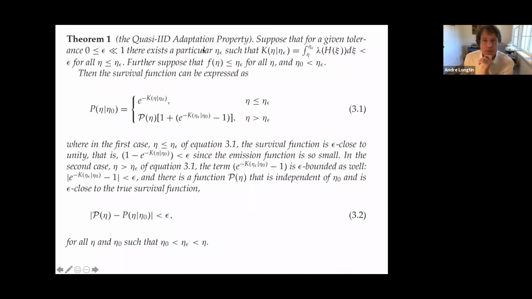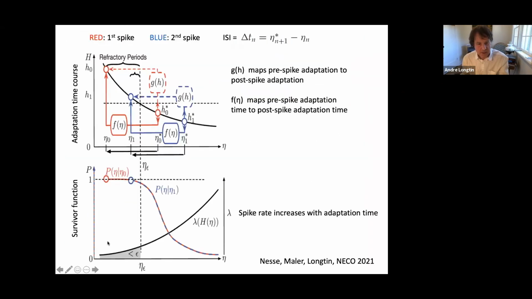where we say, suppose that for a given tolerance epsilon, there exists a particular eta such that this potential is less than epsilon. And so I won't go over the details here. And you can suppose that this map f for the times is less than this value. Then the survivor function can be expressed in two pieces. So basically we're saying there's a piece here and there's a piece here on both sides of this thing. And this is the amount that we're going to be willing to neglect.